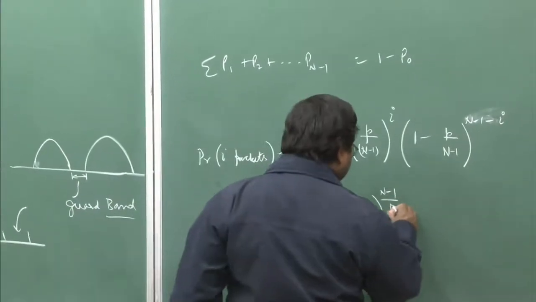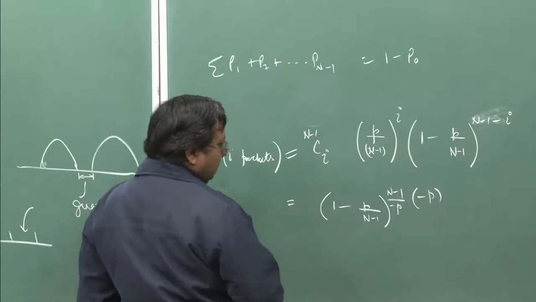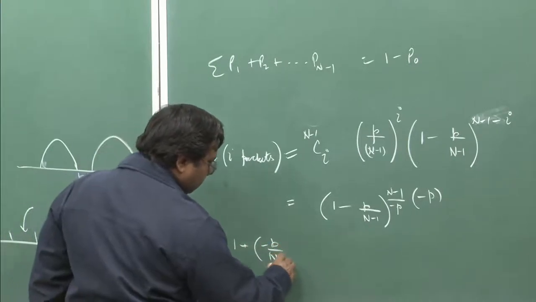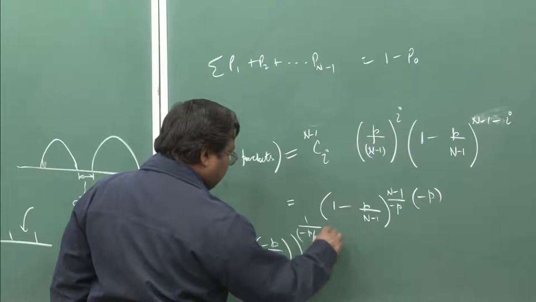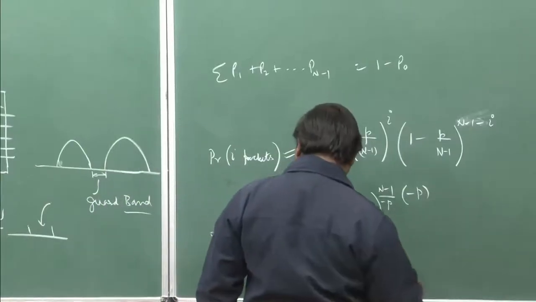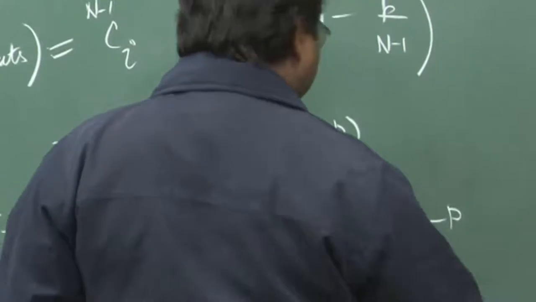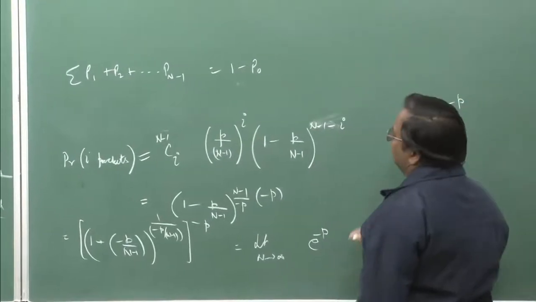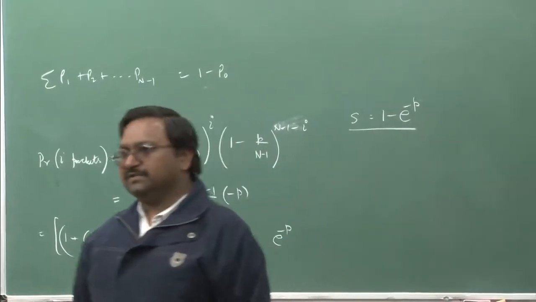So, I can divide this by p, minus p and minus p, and this will be nothing but, in the limit when n goes to infinity, e raised to power minus p. So, I want 1 minus p 0 to be estimated. So, 1 minus e raised to power minus p is what is going to be the throughput S per line. Throughput per line will be this much.